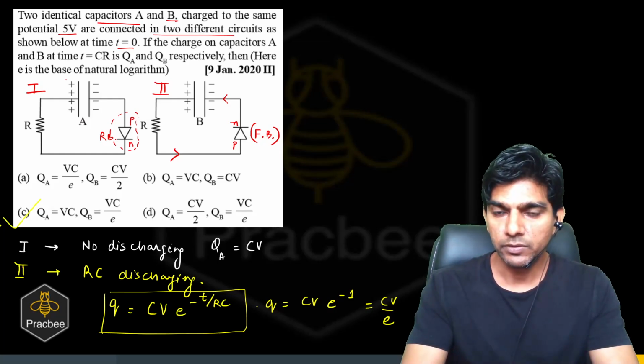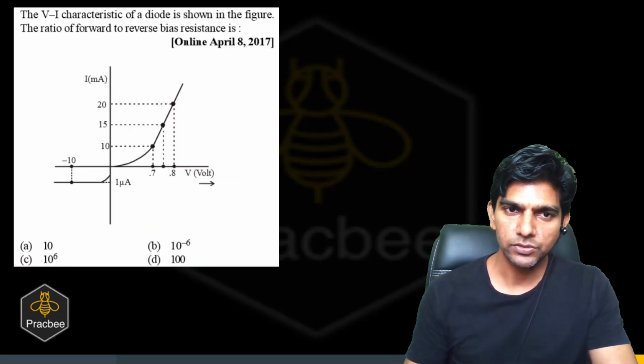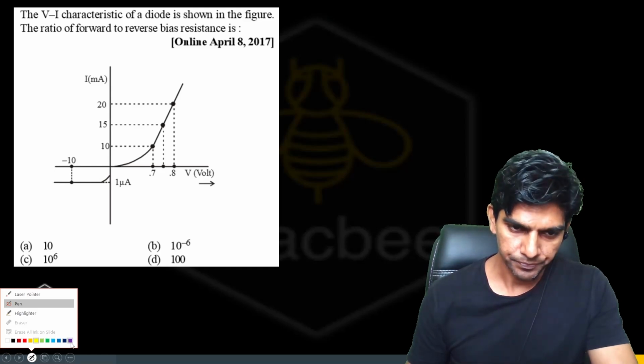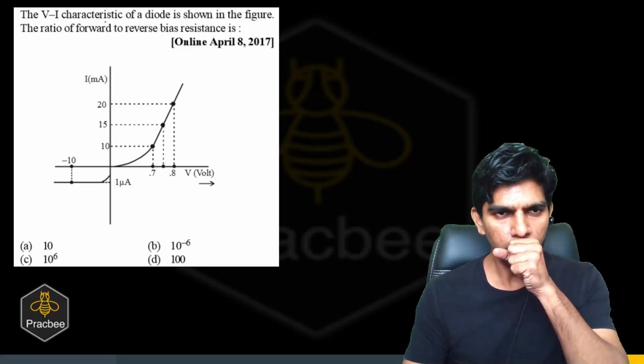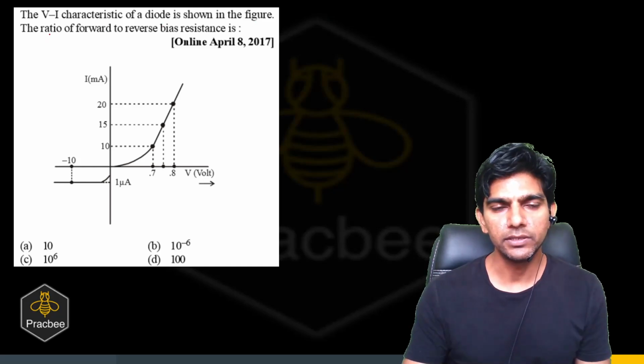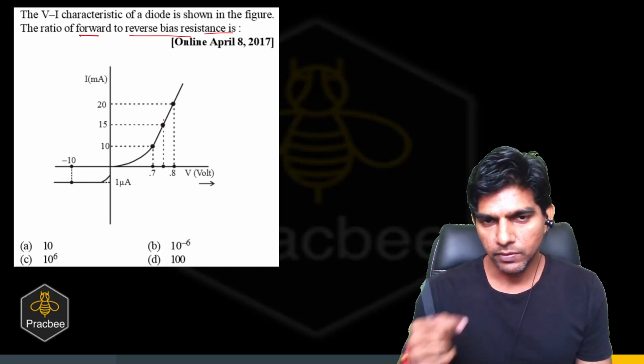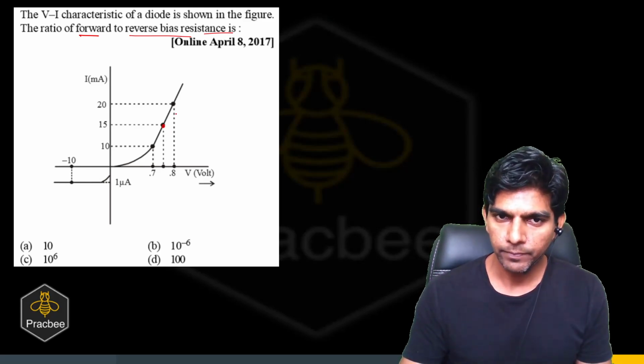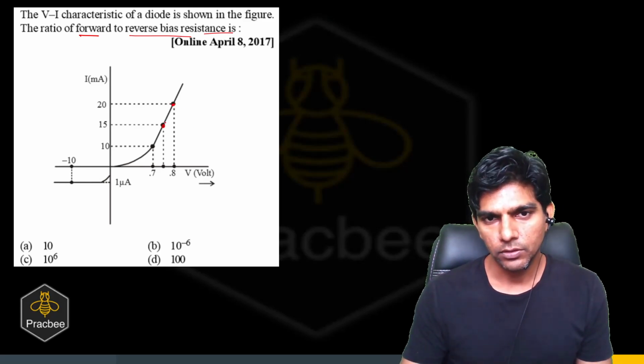Okay, so this type of question is asked. And there is one more type of question which is based on the VI characteristic, about the resistances, dynamic resistances. So let us see. The VI characteristic of a diode is shown in the figure. The ratio of the forward and the reverse biased resistance is. So in the forward biased mode, how to find the resistance? I told you we have to take 2 points on the graph, any 2 points.